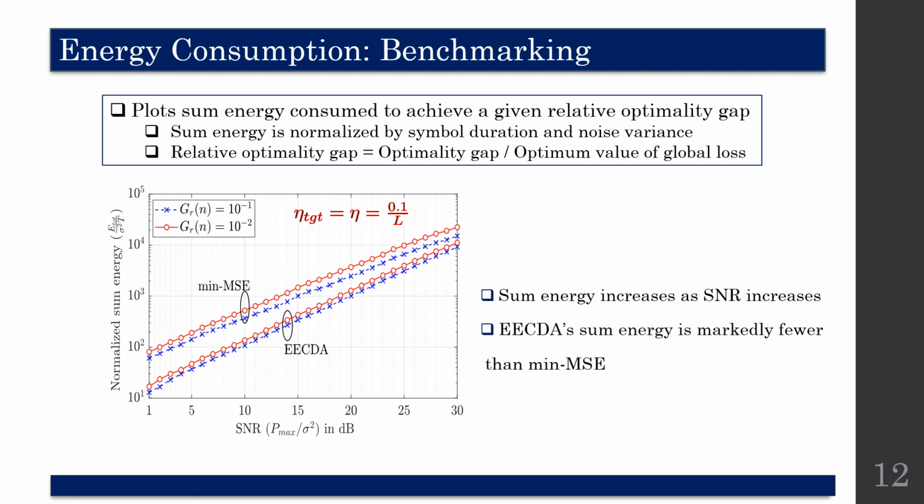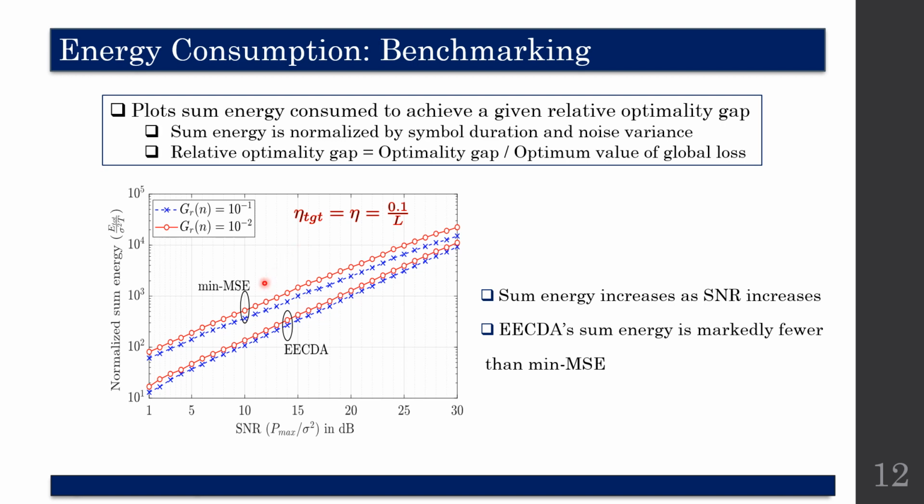Next, we benchmark the energy consumption of these two schemes. We plot the sum energy consumed to achieve a given relative optimality gap. The sum energy is normalized by the symbol duration and the noise variance, and the relative optimality gap is also a normalization of the optimality gap by the optimal value of the global loss function. We have plotted for both the schemes. In red is the relative optimality gap of 10 power minus 2, and in blue is the relative optimality gap of 10 power minus 1 for the same set of parameters.